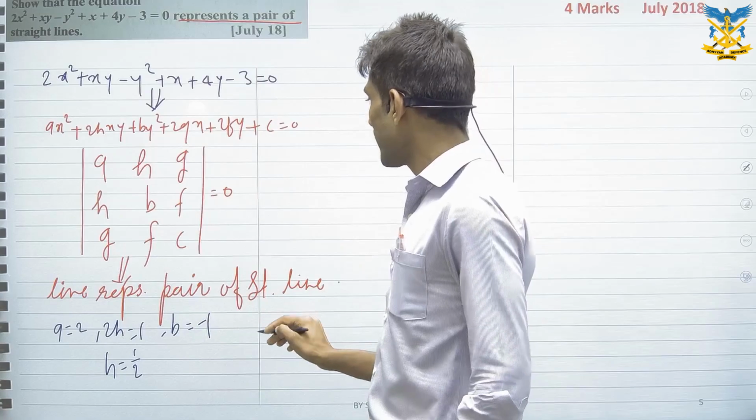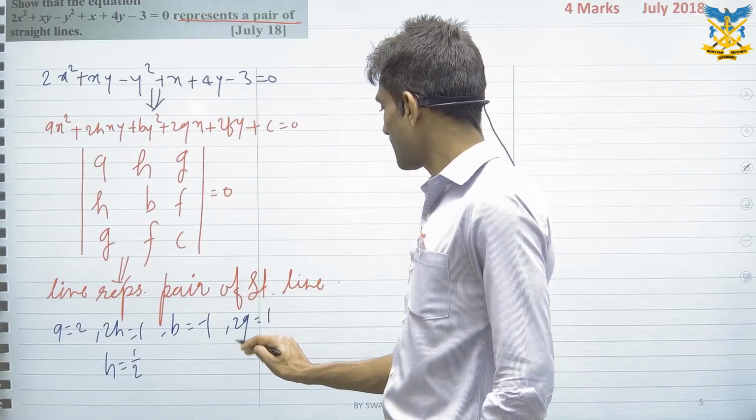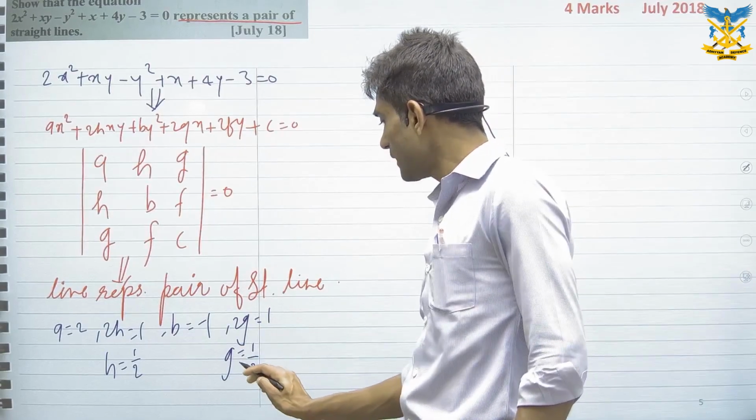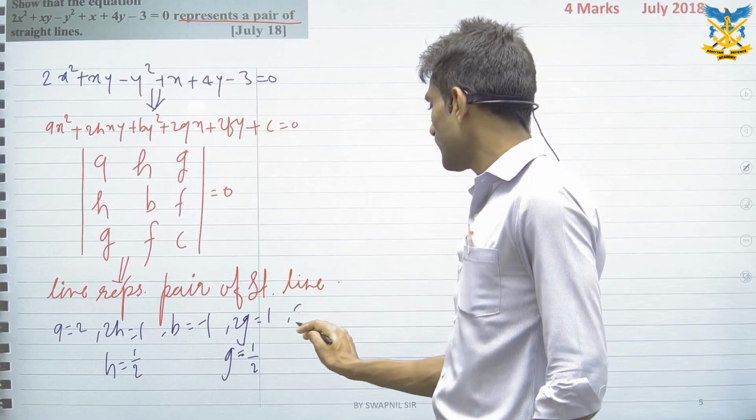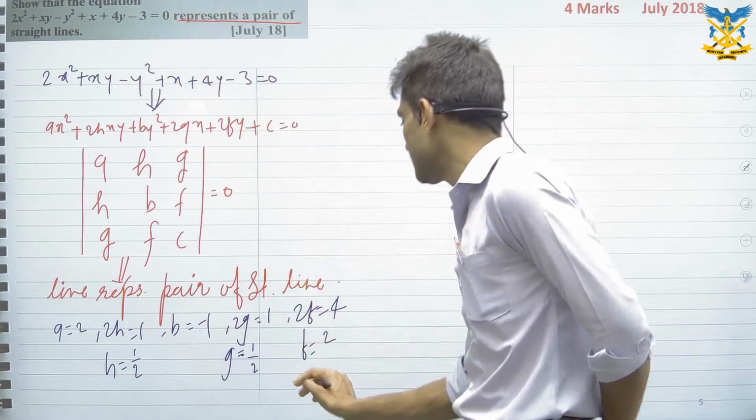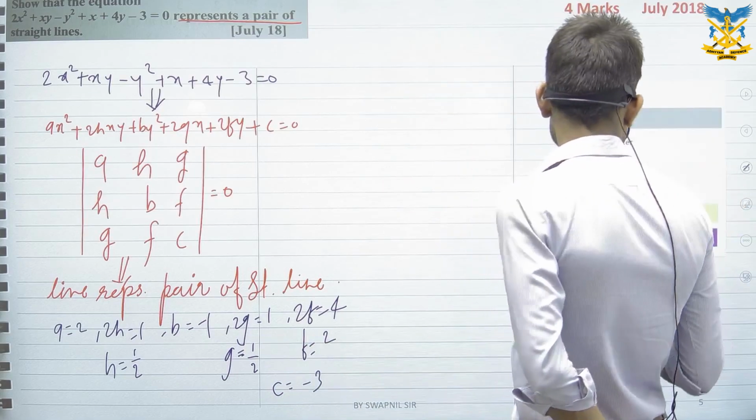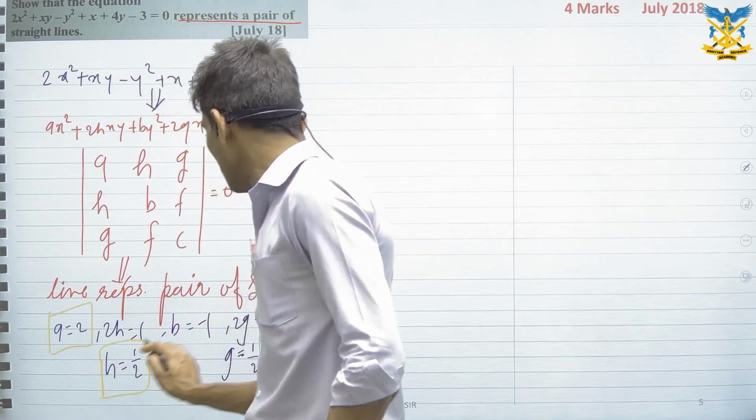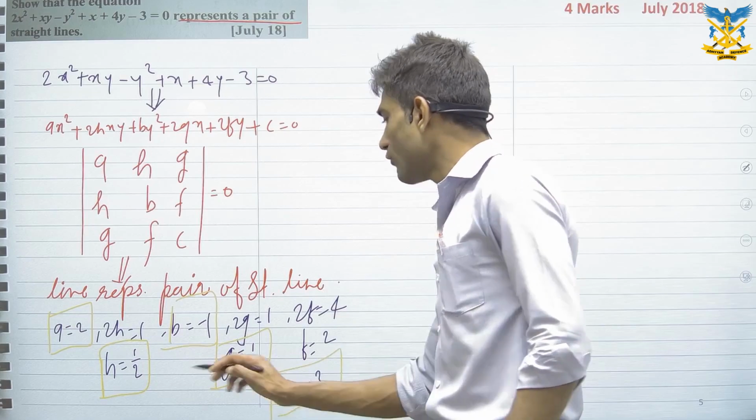2gx is equal to x, that means 2g is equal to 1, then g gives us 1 by 2, okay. Value for g is 1 by 2, and 2fy is equal to 4y, that means 2 times f is equal to 4, and f gives us the value 2, okay. And c here is negative 3, okay. These are our required values, okay. So first, value for a is 2, h is 1 by 2, b is negative 1, g is positive 1 by 2, and c is negative 3, okay.